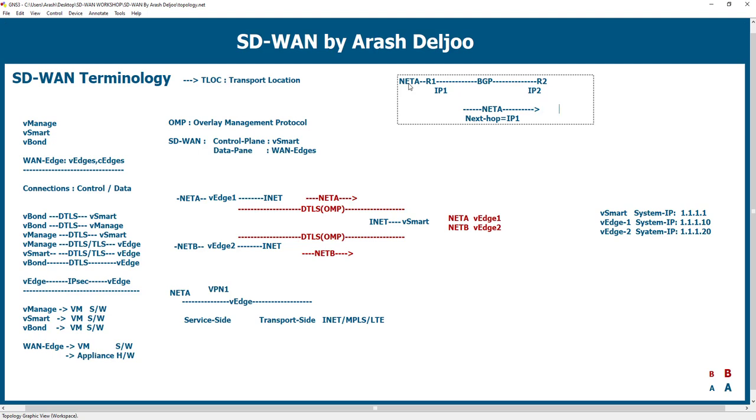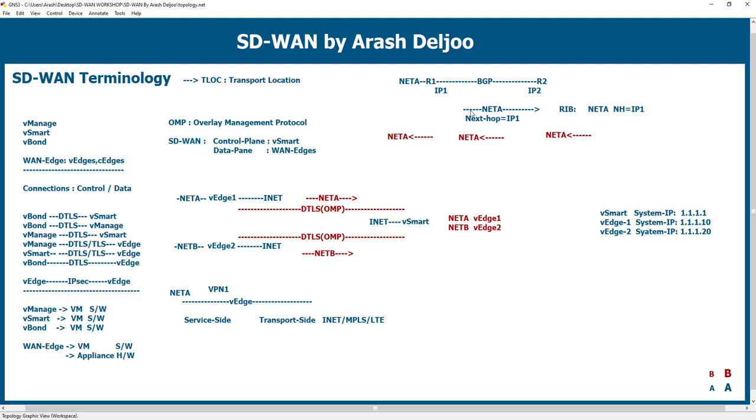You can see in R2's routing table, or RIB, that for sending traffic to NetA I should use the next hop of IP1. And then if R2 receives traffic for NetA, it forwards the traffic toward IP1. After that, the traffic will be received in NetA. Okay, this is traditional routing.